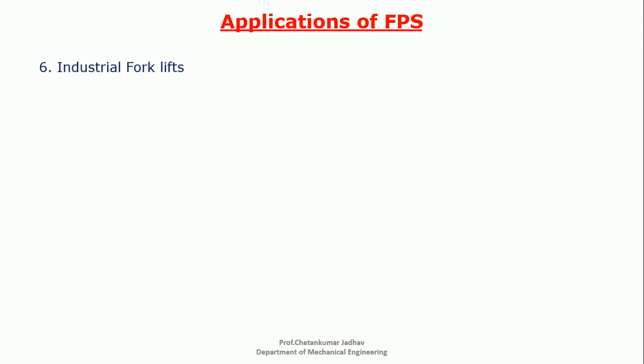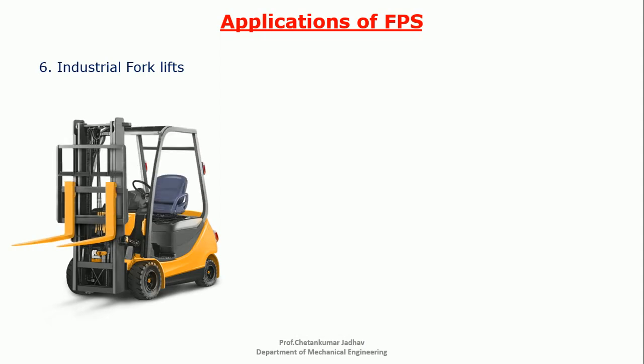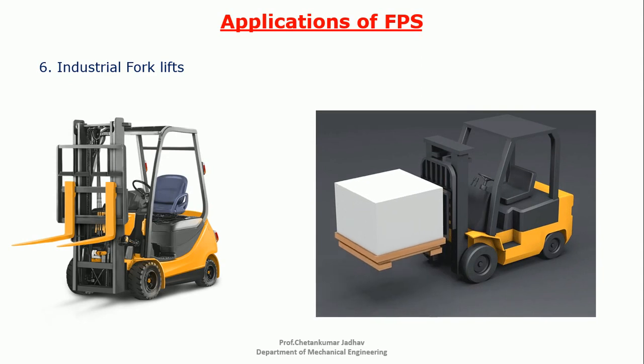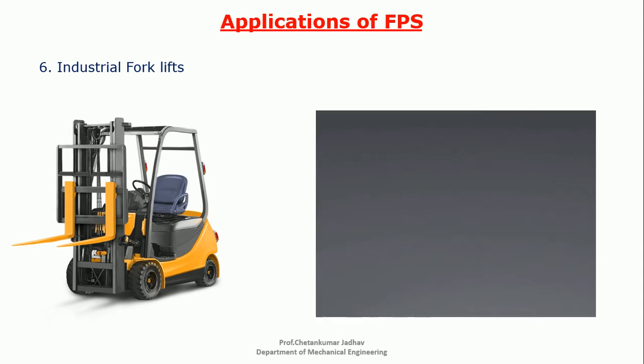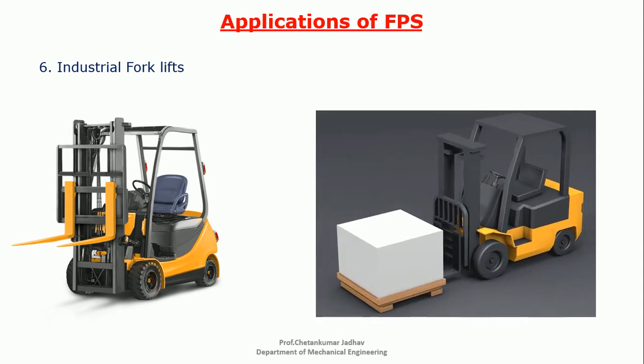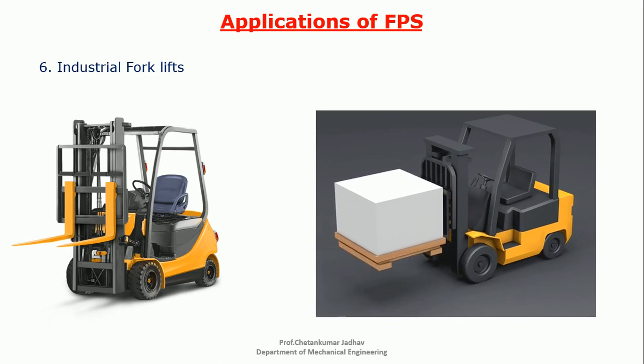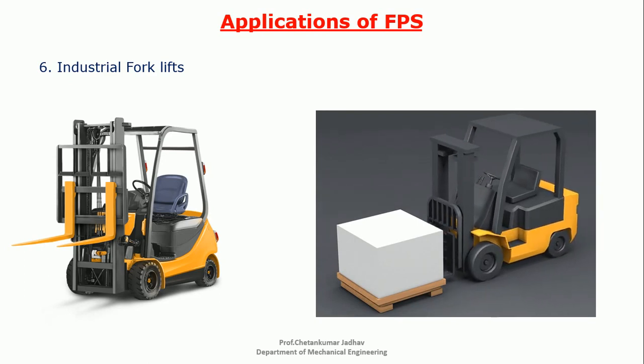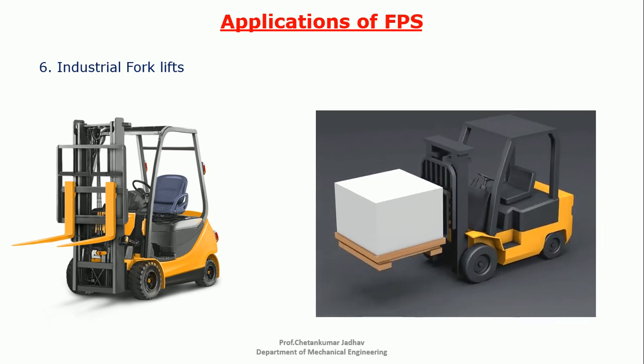The sixth application of fluid power system is industrial forklifts. As we have seen in industry, for material handling purposes, if you want to transfer material from one point to another point, we can use these forklifts. The forks of these vehicles are controlled by hydraulic actuators.